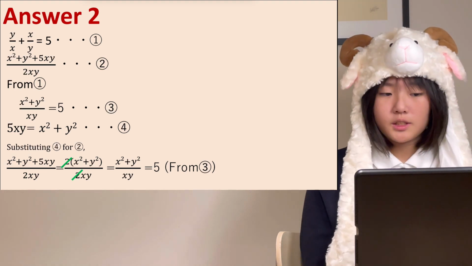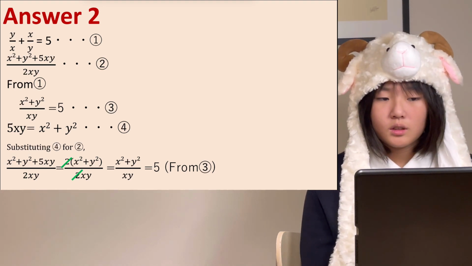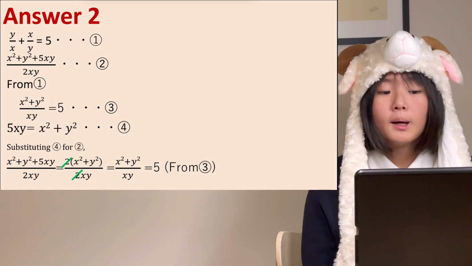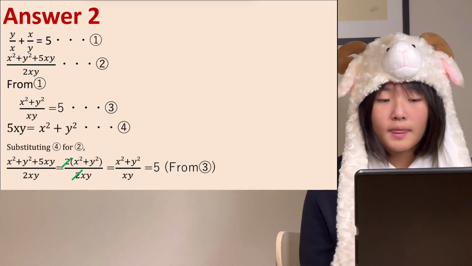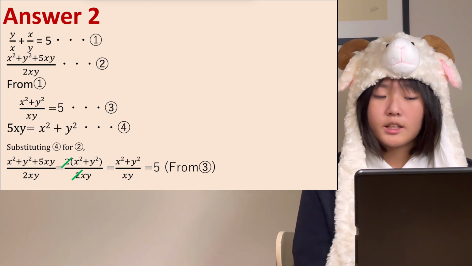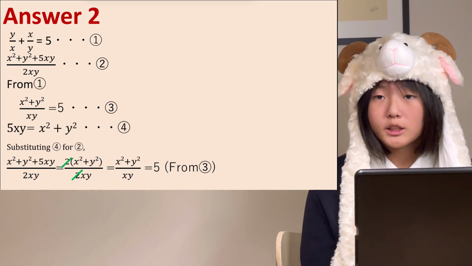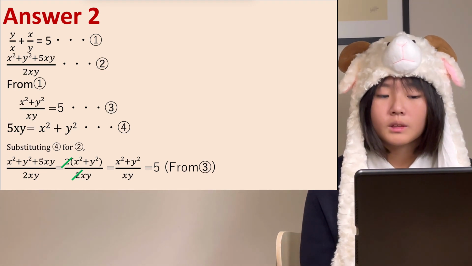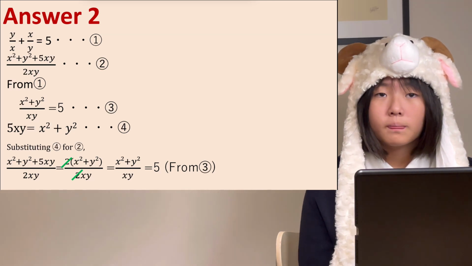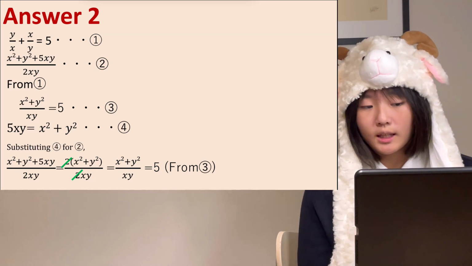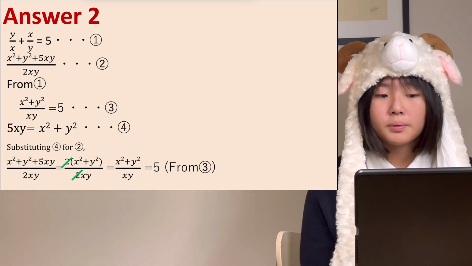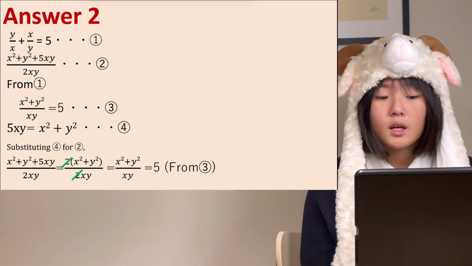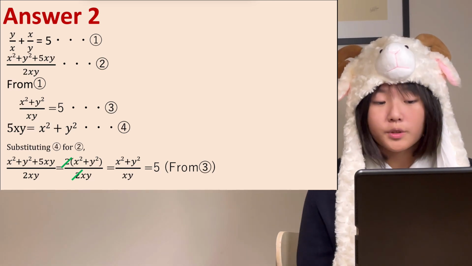From the first equation, you can deduce that x squared plus y squared over xy equals 5. And then you can change that into 5xy equals x squared plus y squared. Substituting the fourth equation into the second, you can deduce that x squared plus y squared plus 5xy over 2xy equals 2 brackets x squared plus y squared over 2xy.